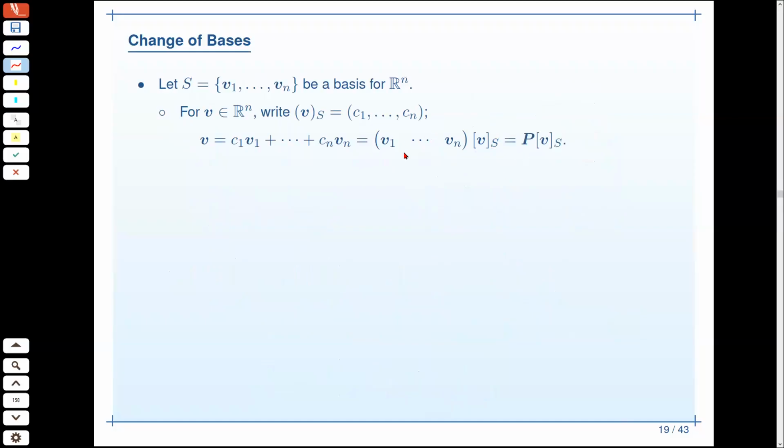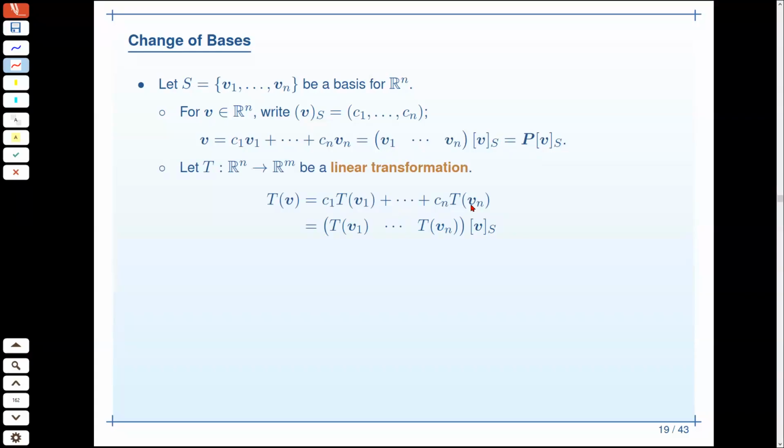Okay, so I denote this matrix by P, the matrix whose columns are the vectors in the basis. Here, P is an invertible matrix. Suppose T is a linear transformation from Rn to Rm. What is T(v)? T(v) is the linear combination c1 T(v1) plus, until, cn T(vn).